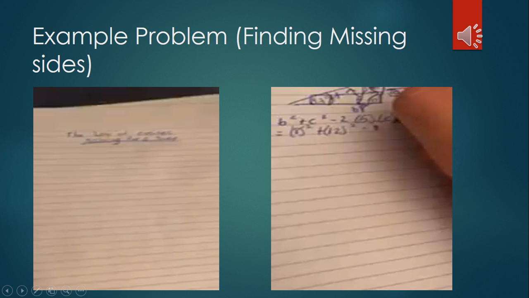Okay, so now here is Gio, who's going to be doing another example problem for finding the missing side. You will follow along in your notes with the blank triangle. This will be the first one, and let us know if you have any questions.